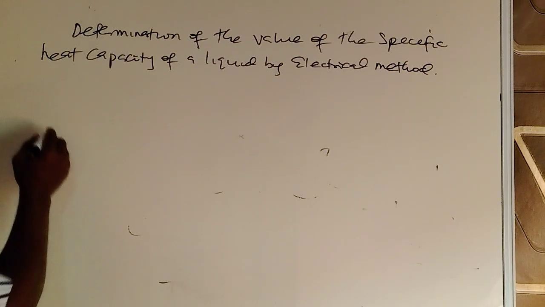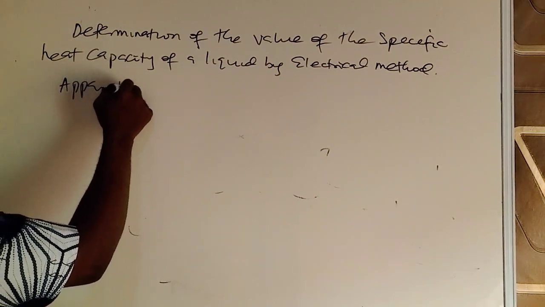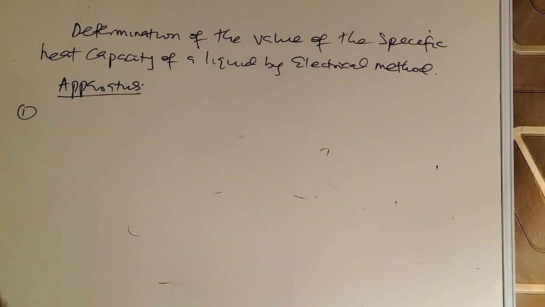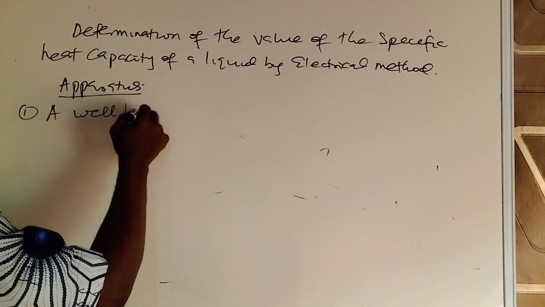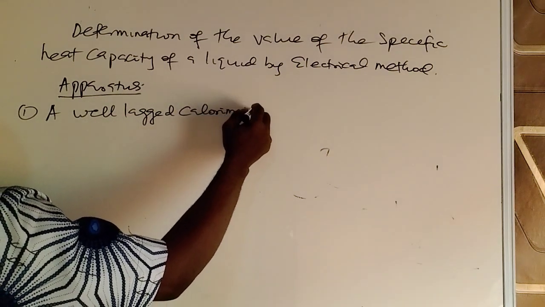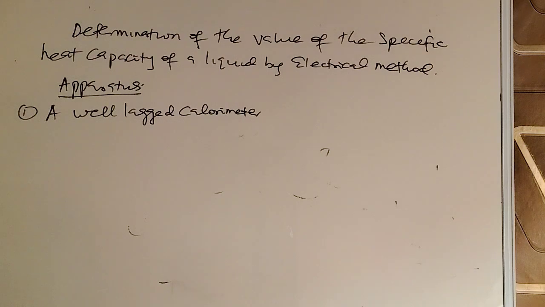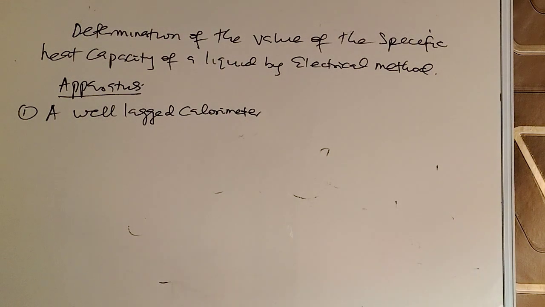So we need, number one, apparatus required. We need a well-lagged calorimeter. Calorimeter, that is a vessel, a double-wall vessel. Lagging means trying to prevent heat loss using cotton wool or felt materials.